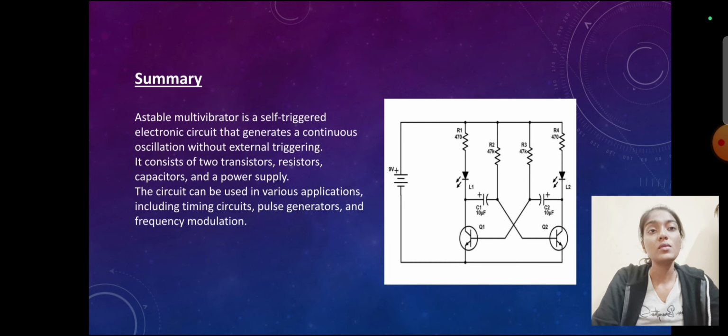Summary. An Astable multivibrator is a self-triggered electronic circuit that generates a continuous oscillation without external triggering. It consists of two transistors, resistors, capacitors, and a power supply. The circuit can be used in various applications including timing circuits, pulse generators, and frequency modulation.